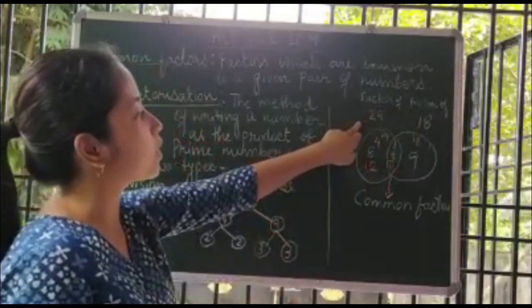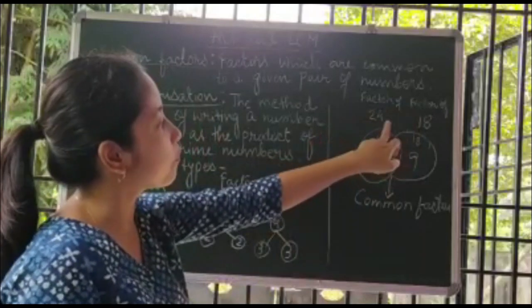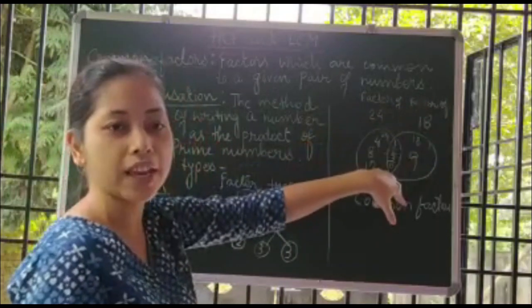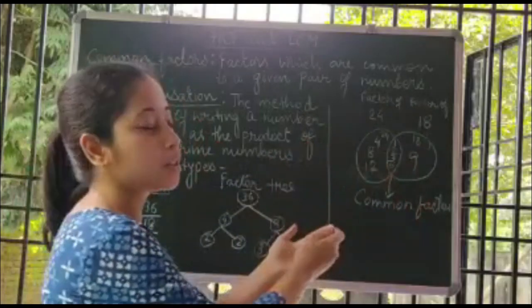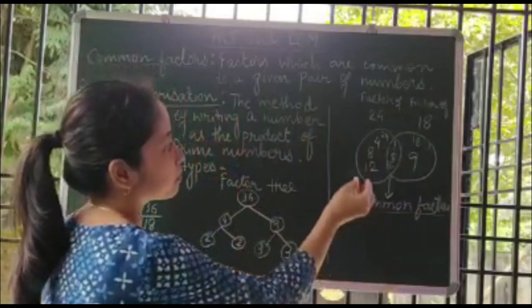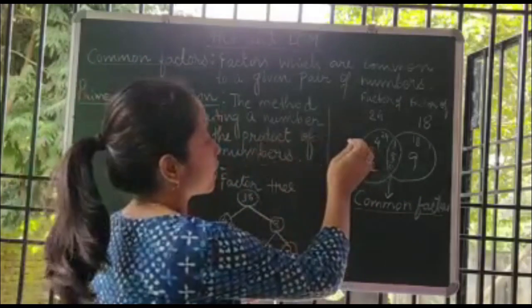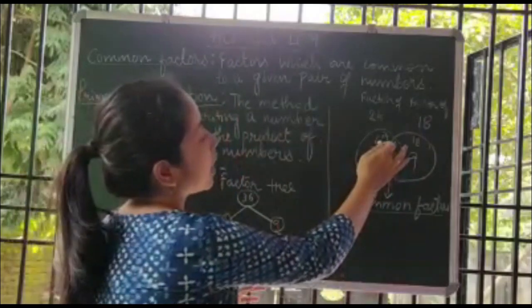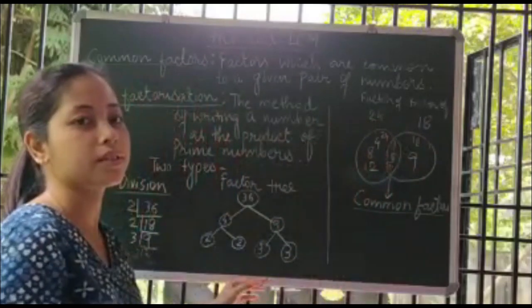For the number 24, we will see what the factors of 24 are. Again for the number 18, we will see what the factors of 18 are. From that, we will take out the common factors. So first we will see the factors of 24 and 18. Let us start with 1. In the house of 1, is 24 there or not?